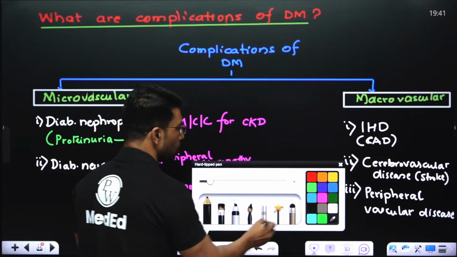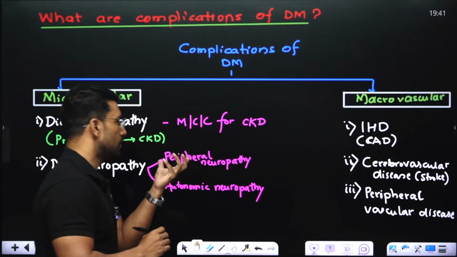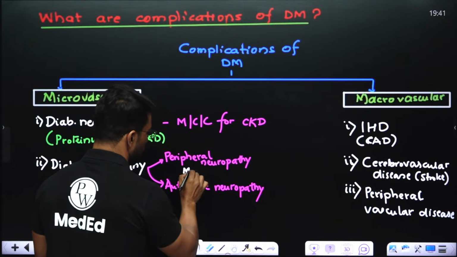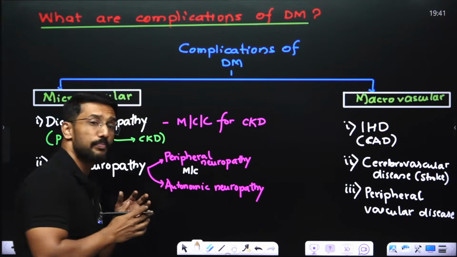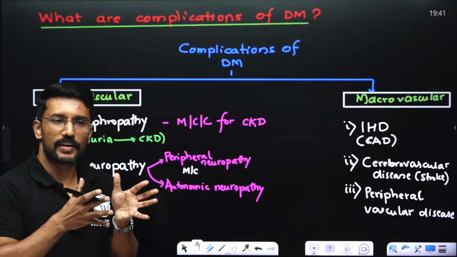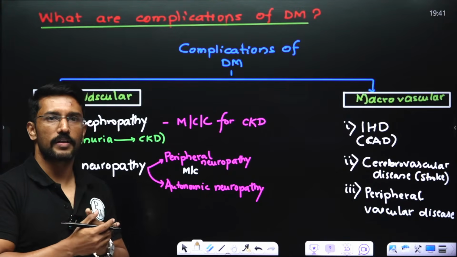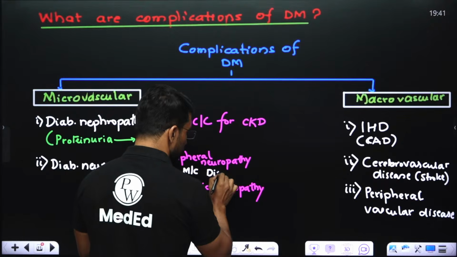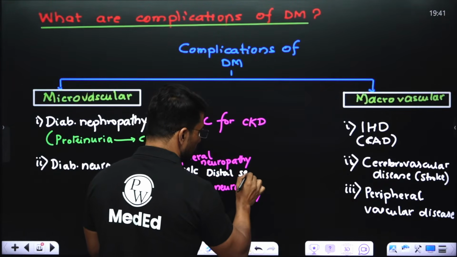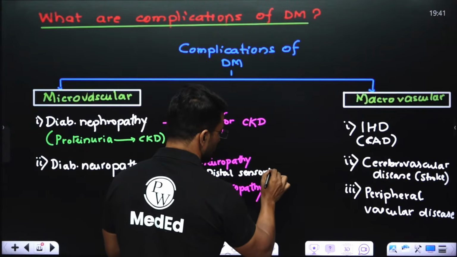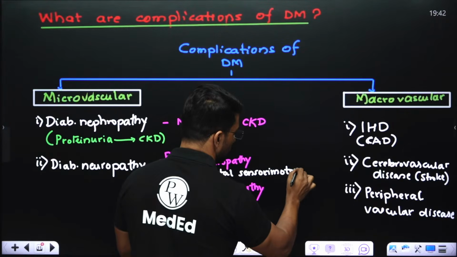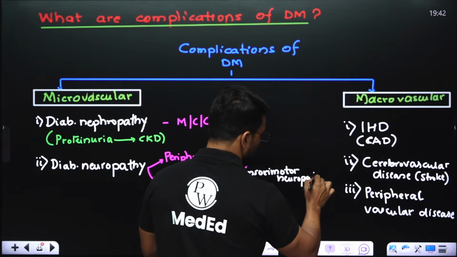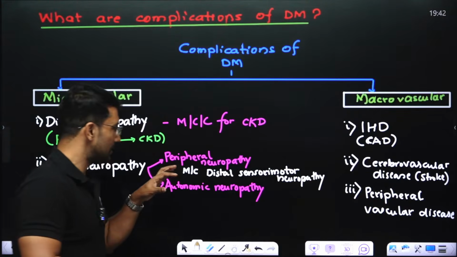One thing that I want you to remember is: what is the most common form of peripheral neuropathy caused by diabetes? The most common form is polyneuropathy. Now, when it is polyneuropathy, which part of the body is it affecting? Yes, it is causing distal involvement. It affects both sensory as well as motor. So it causes distal sensory motor neuropathy.